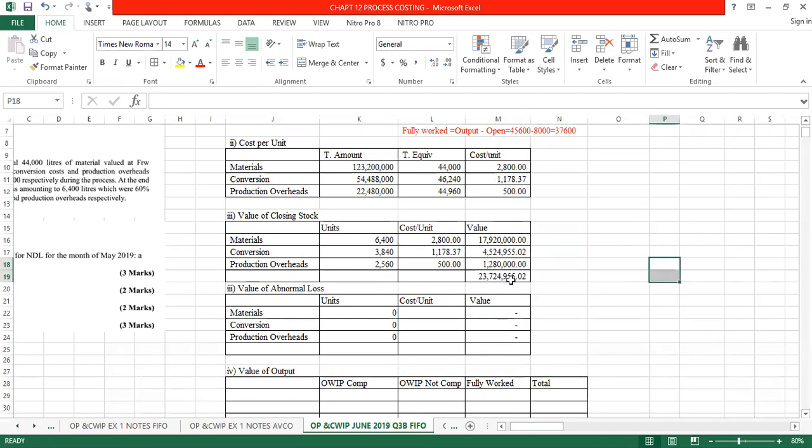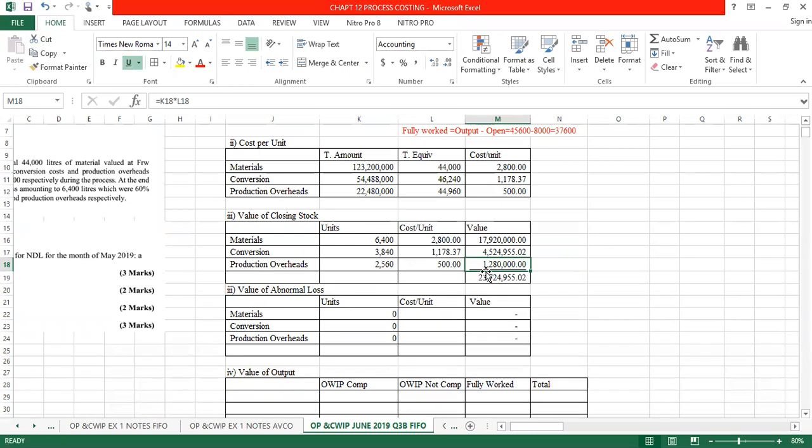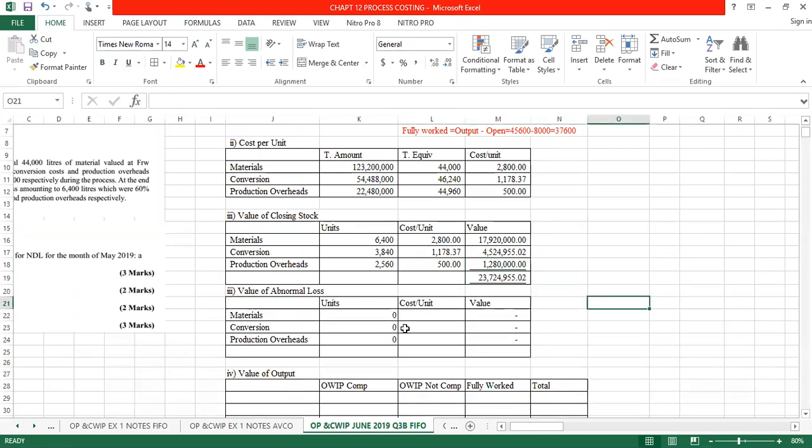The figures are becoming bigger and bigger. Okay, so we have that as the total value. Next, there was no abnormal loss, although cost per unit was there. Cost per unit was there, but there was no value. So value is 0. It is not there. Actually, I need to remove it.